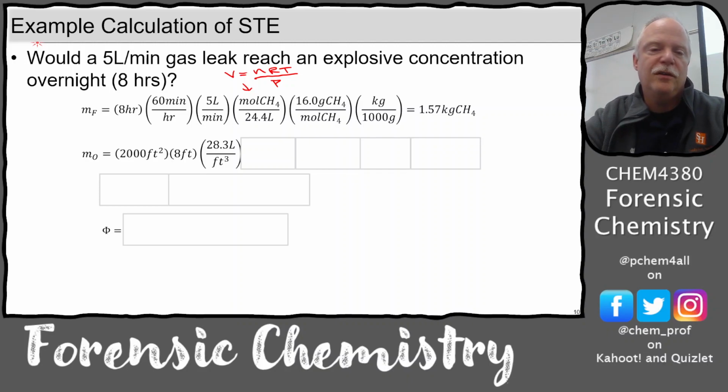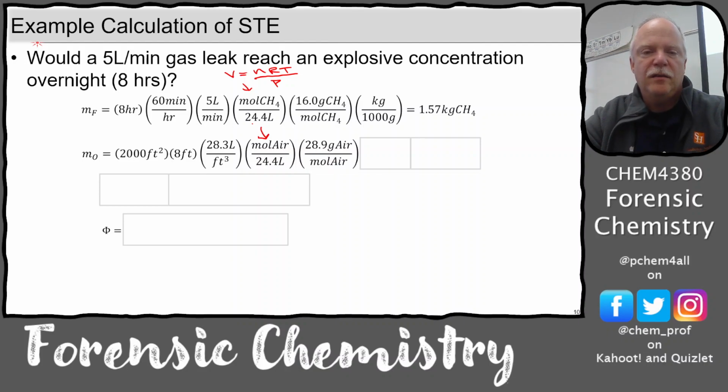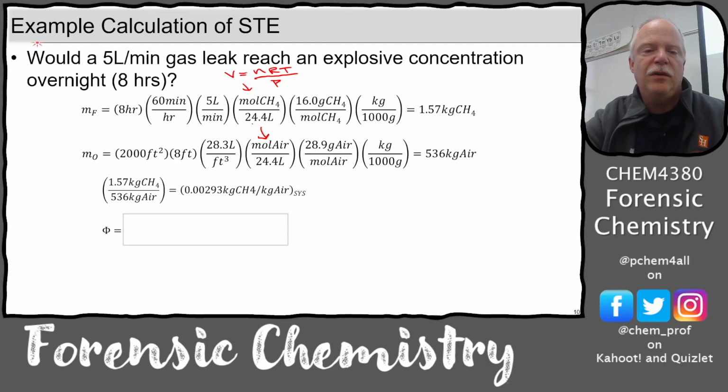Need to look up the conversion of cubic feet to liters. And now we've got liters. And now we can do the ideal gas law again, same number in terms of the molar volume, and then grams of air per mole, and then again to kilograms. So 536 kilograms of air in that house. Then we take the ratio, and we get 0.00293 kilograms of methane per kilogram of air. That's our system number.